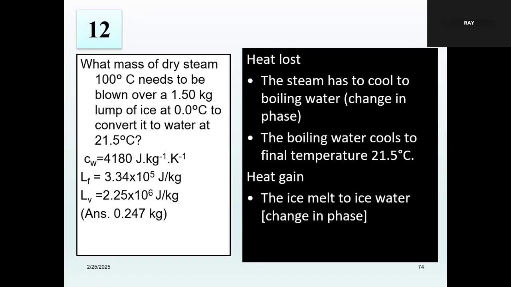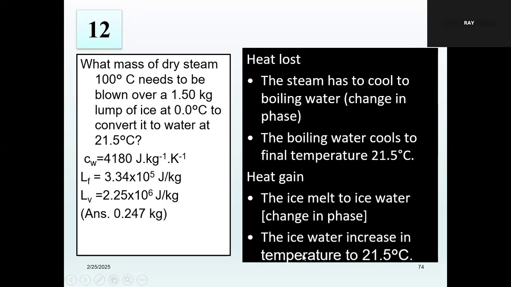Well, heat gain. Heat gain is gained by this one, ice at 0 degrees Celsius. Ice melts to water, a change in phase. Then the water increases in temperature to 21.5 degrees. So I have to calculate step by step.